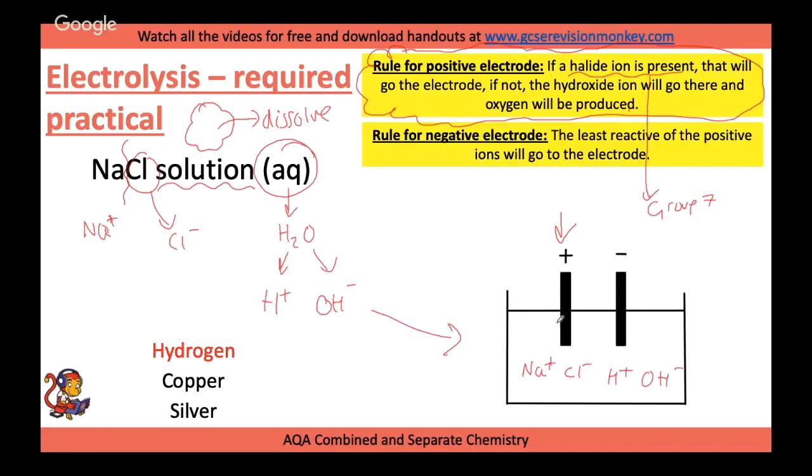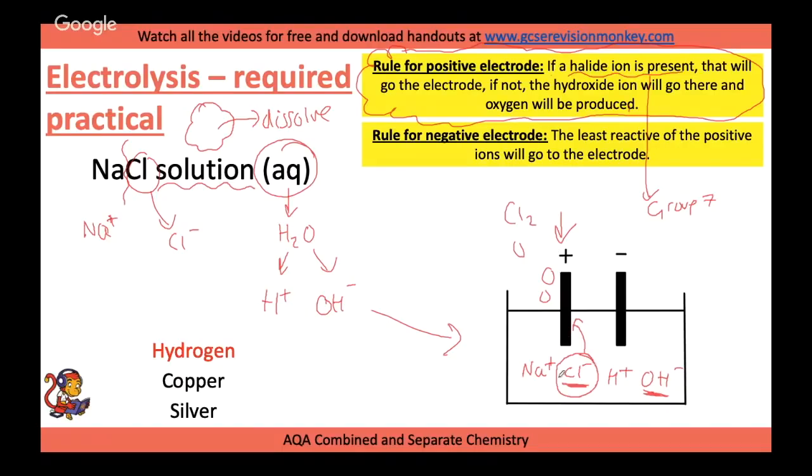So at the positive electrode, we've got two negative ions. Here they are, the chloride and the hydroxide. So the rule is, if one of these is from group 7, that will go there. If not, the hydroxide ion will go there and produce oxygen. So we look at these two, have a look on the periodic table, and actually we'll find that the chlorine is in group 7. So for this one, the chloride ion goes to the electrode and chlorine is produced.